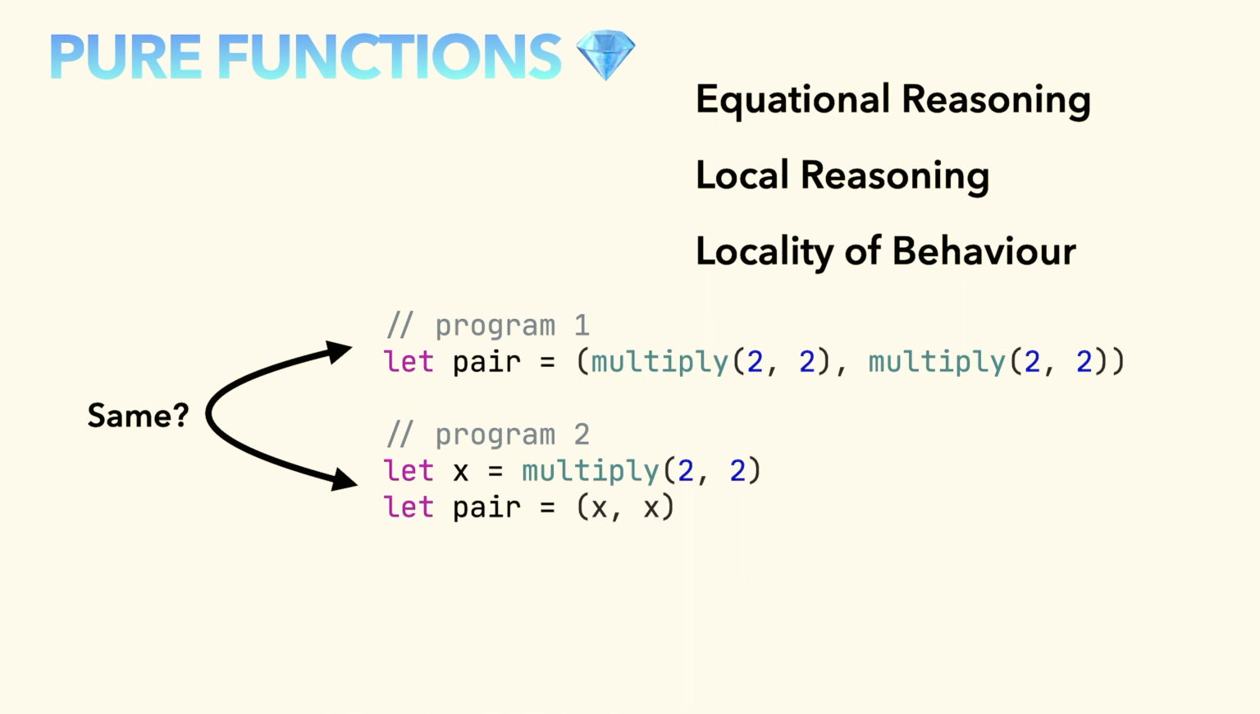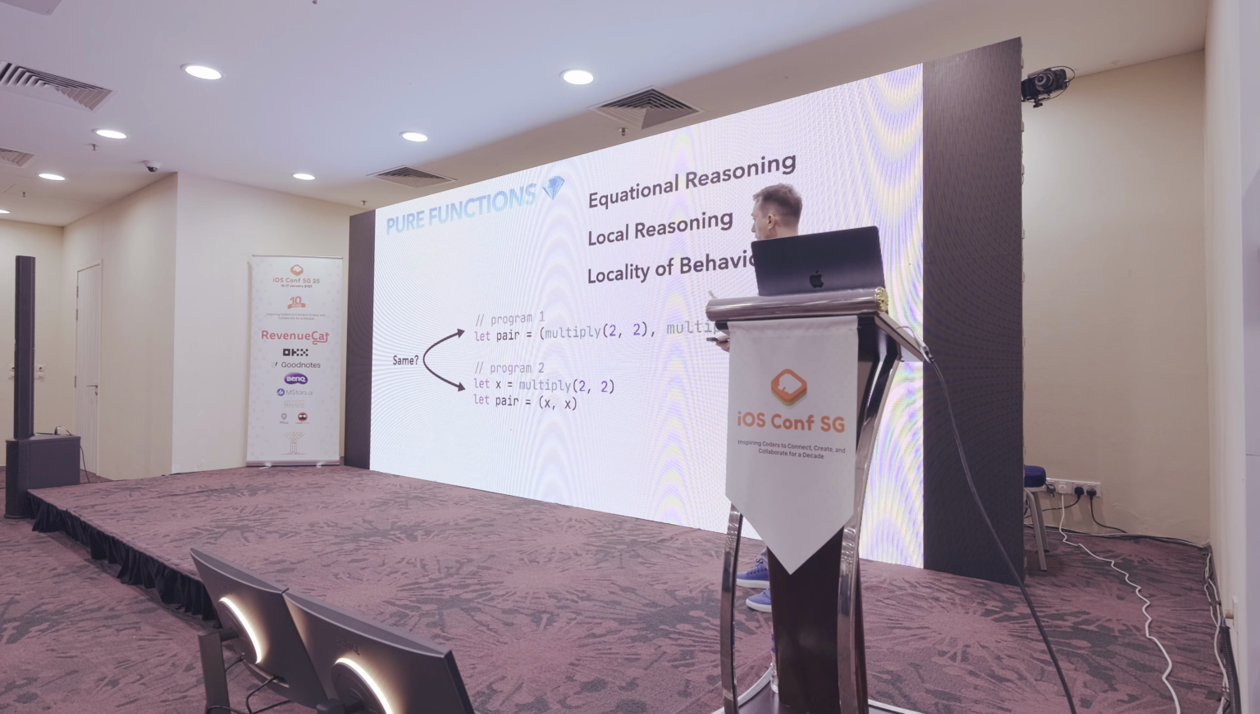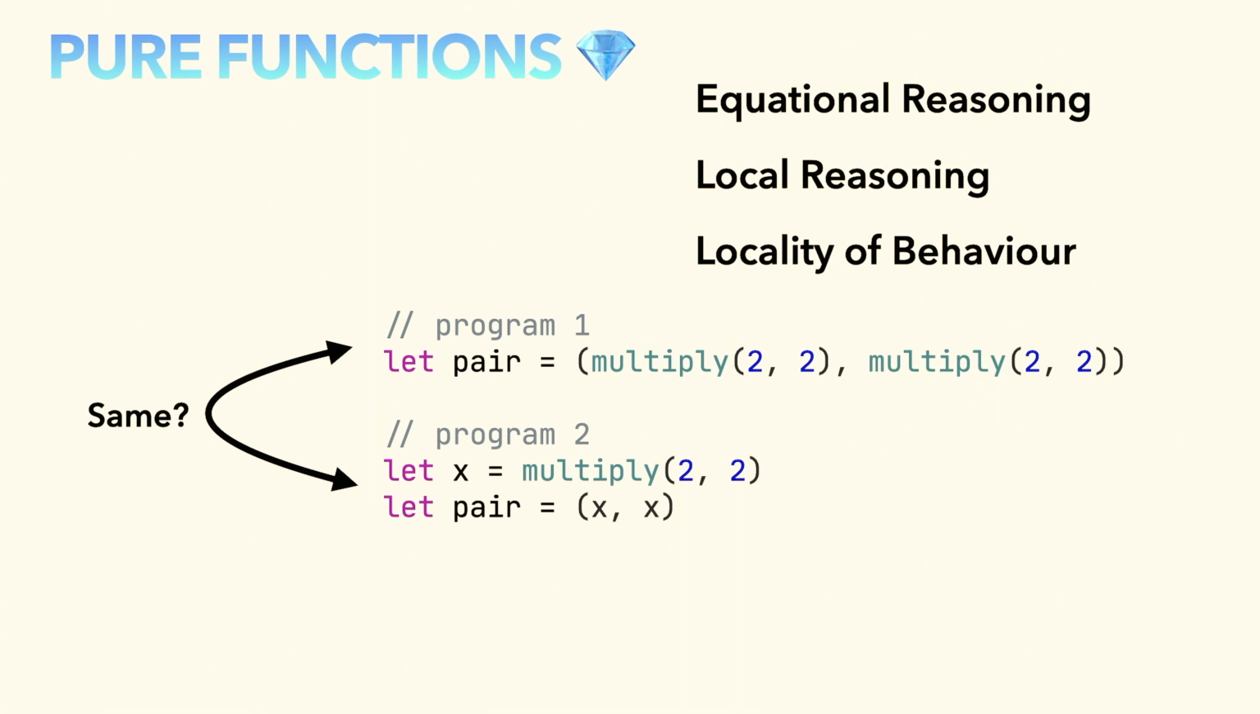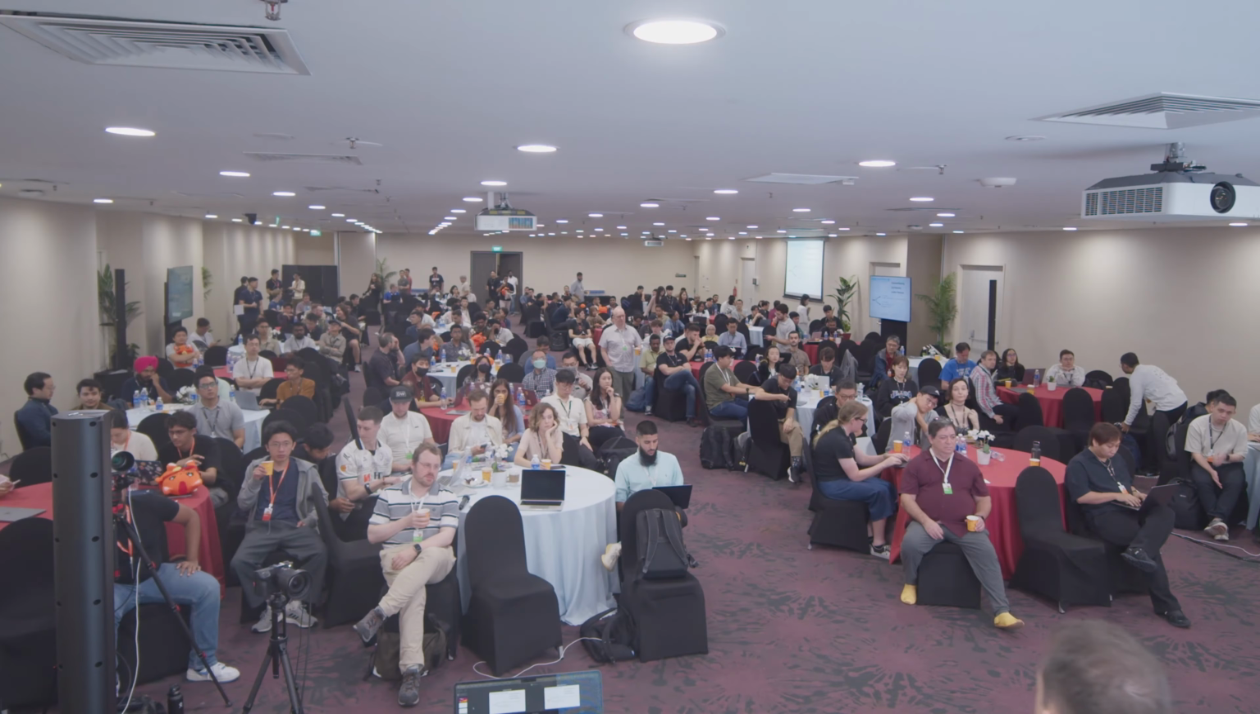What does this mean? Take a look at these two versions of the same program, where we create a tuple of two numbers by multiplying 2 by 2 twice, or in the second version, we do it once and then use the same output twice. So are these the same programs? Can we say that they are the same? Yeah, they are the same.